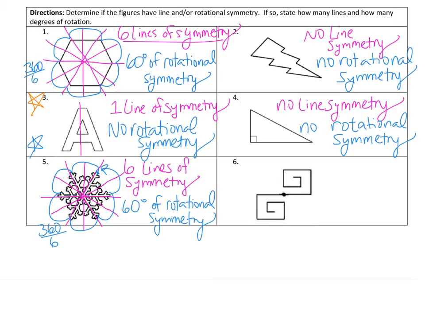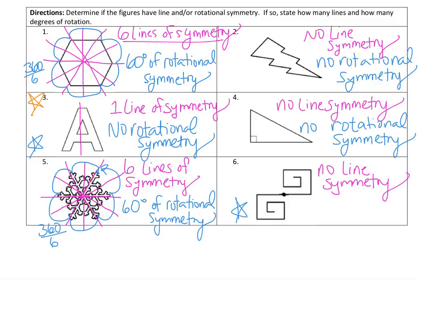Number 6, for our line symmetry, if we think of dividing it down the center and fold this over, it won't line up exactly with this one. We can't do it diagonally because the curls are not facing the same direction, so there's no line symmetry. For the rotational symmetry, I want you now to do this one yourself.